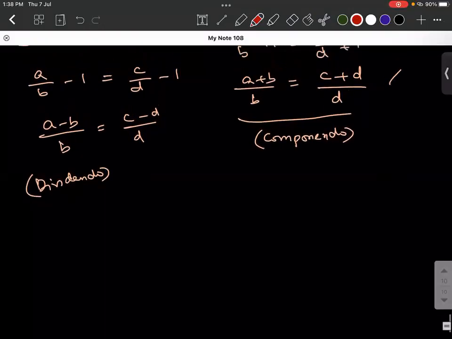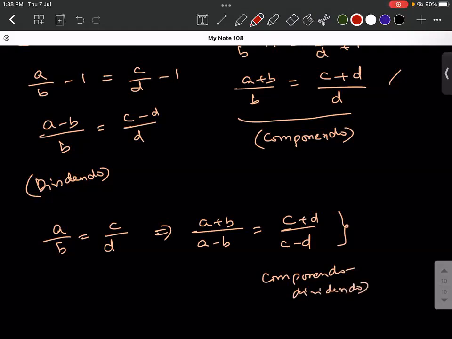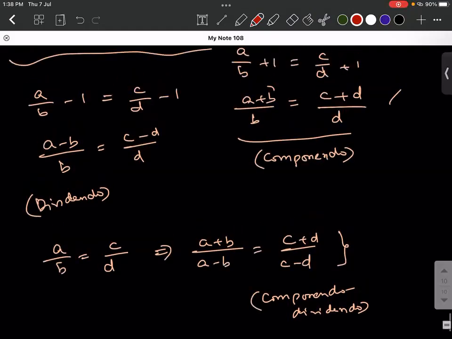Suppose I have a by b is equal to c by d, then I can write this as a plus b divided by a minus b is equal to c plus d divided by c minus d. And if you see, this is called componendo dividendo. Because in the numerator, you're writing a plus b, taking the idea from here. In the denominator, you're writing a minus b. So it is componendo dividendo.